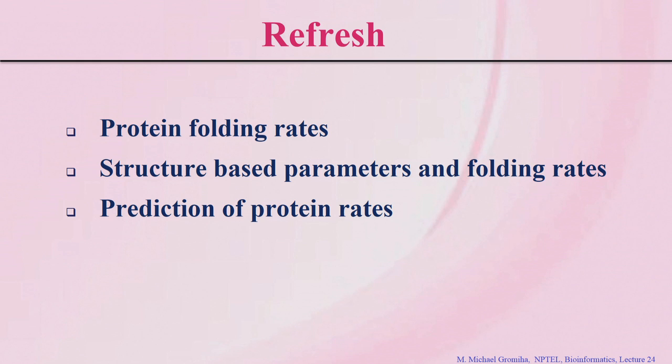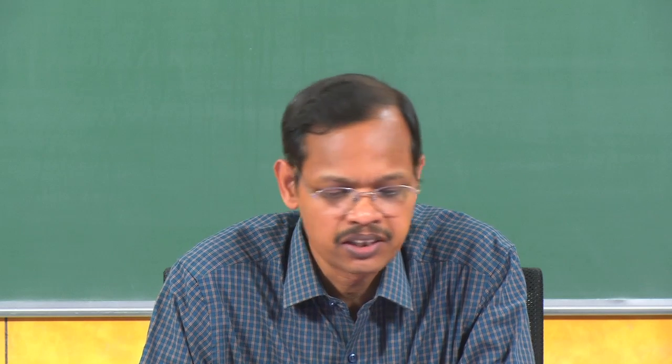In the last class, what did we discuss? We mainly focused on protein folding rates. What is a folding rate? It is a measure of whether a protein takes less time or more time to fold from its amino acid sequence to a 3-dimensional structure. It spans 8 orders of magnitude, from milliseconds to an hour.